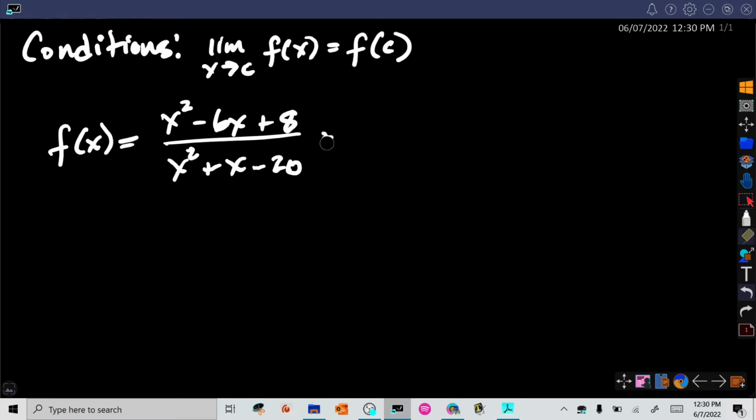Here they're asking us to figure out if it's continuous or discontinuous at x is equal to 4. So the very first thing that we do, just like we did last time, is check the denominator.